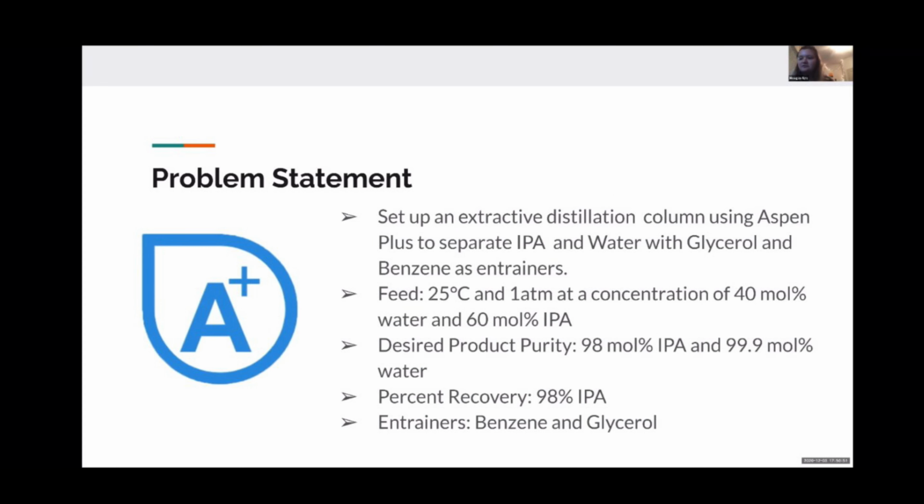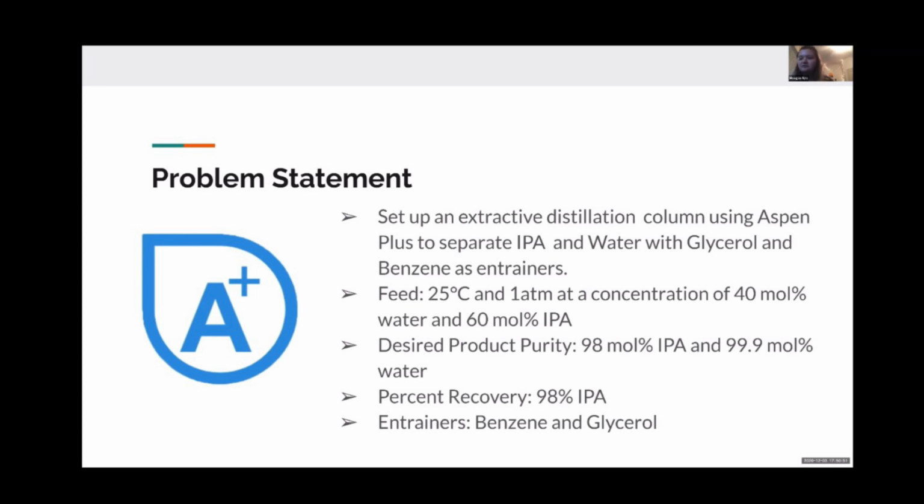The purpose of this report is to set up an extractive distillation column using Aspen Plus to separate the isopropanol and water system with glycerol and benzene as entrainers, and evaluate the cost and safety analysis associated with this system.